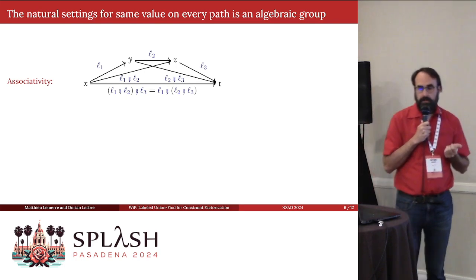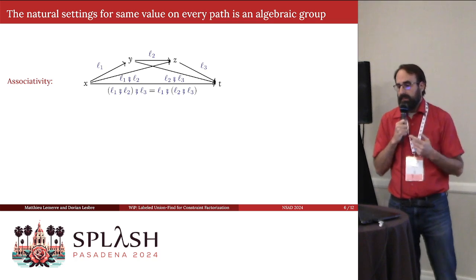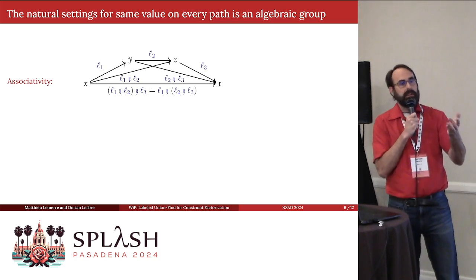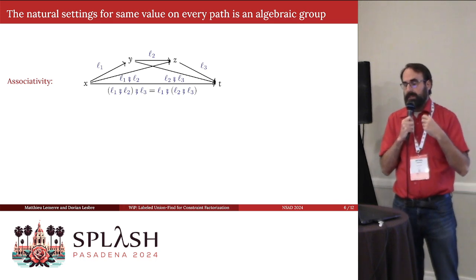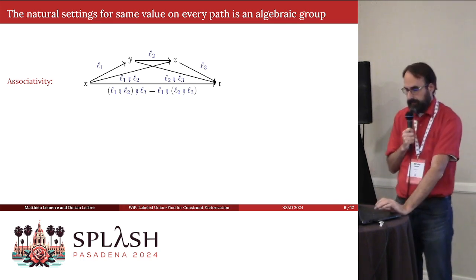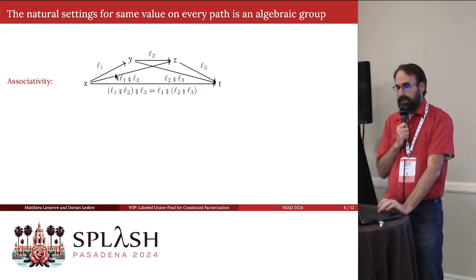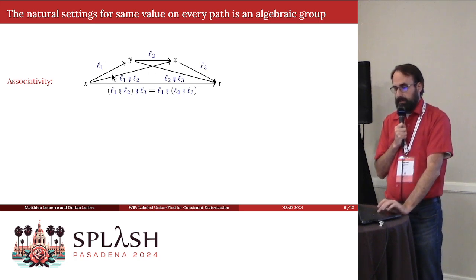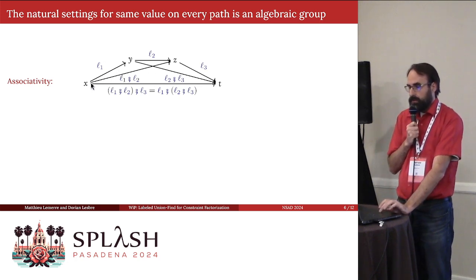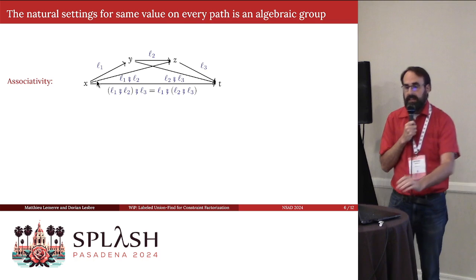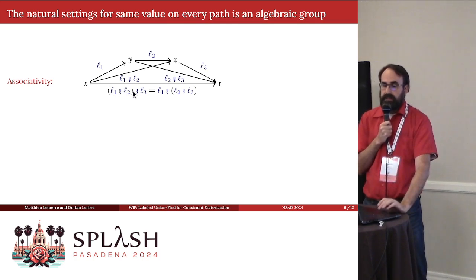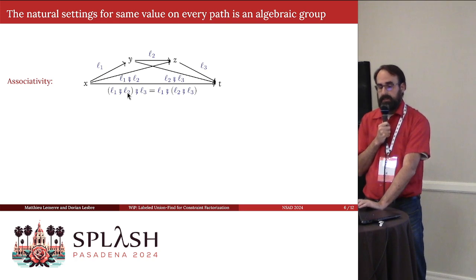But before, I want to say that the natural setting in which this restriction that I propose, the fact that the value on every path is the same, will naturally form a group structure. So for instance, you will have the law of associativity, because if I have this diagram here with many relations, then if I go from this path to x to z, followed by t, or if I do this one followed by this, those must be equal. And if you look at that, it implies that the composition is associative.